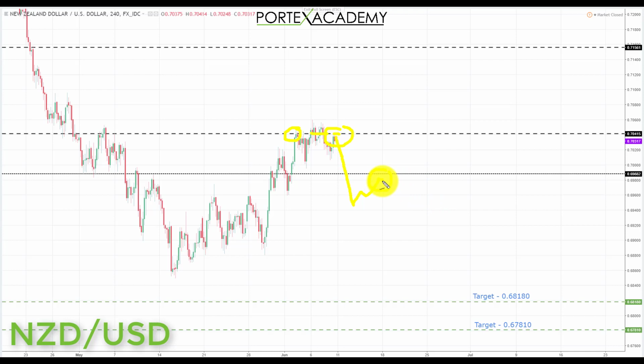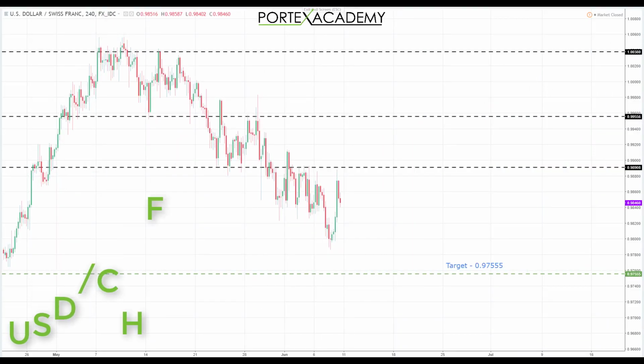And if we get the right kind of bearish formation patterns in this area, we're going to once again be looking to initiate shorts down towards the next key area of support to the downside and the target set from last week at the 0.68180. Next, we have US dollar franc.